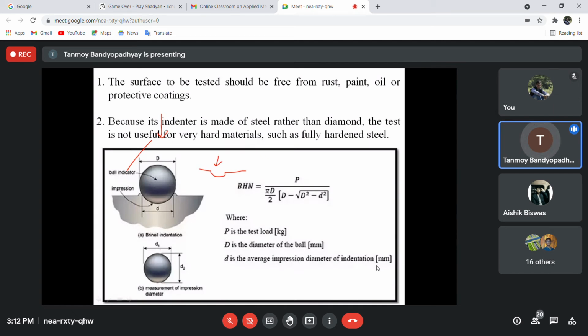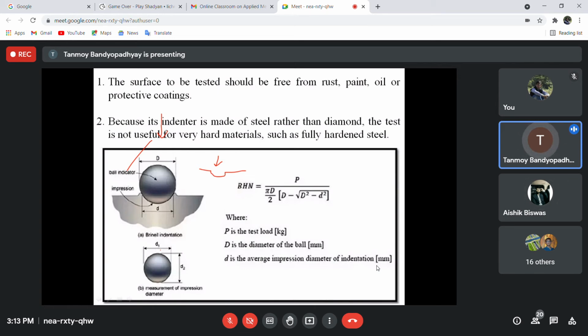This impression diameter is generally measured using the Brinell microscope. We take two measurements, D1 and D2, and then form an average of D1 and D2. So d is the average impression diameter of the indentation in millimeters. I have told you that it is very small. The indenter might be say 1 millimeter or 2 millimeter, so the impression that is formed is also of that order. You can take 2-3 measurements of D1 and D2, and then take the average of the impression diameter, and that forms the value of small d.